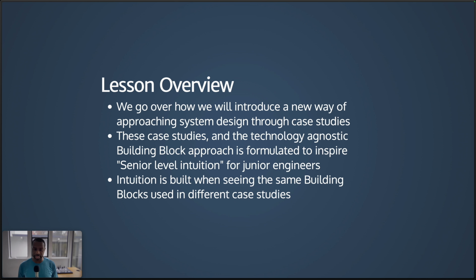for junior engineers. Intuition is built when seeing the same building block used in different case studies, and you see the strengths and weaknesses, the ways that you can employ them into future system designs that are robust, but also you fully understand it as well, and to develop that end-to-end intuition for junior engineers.